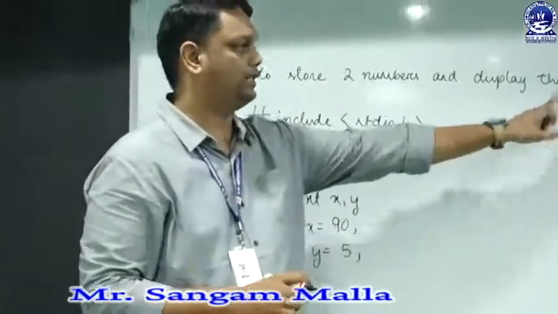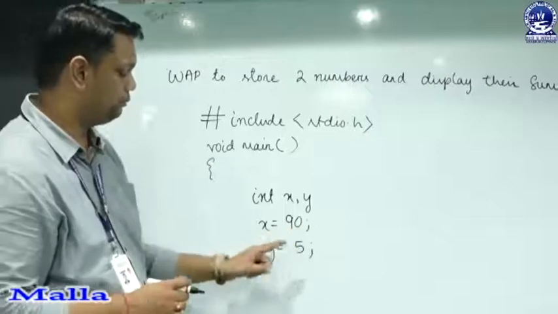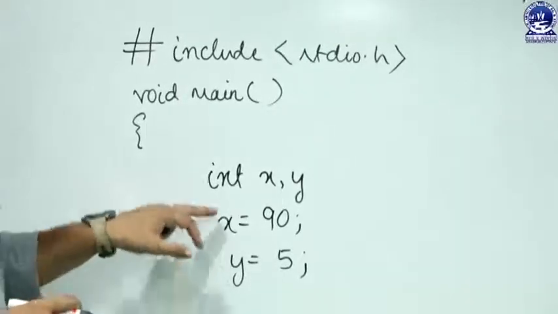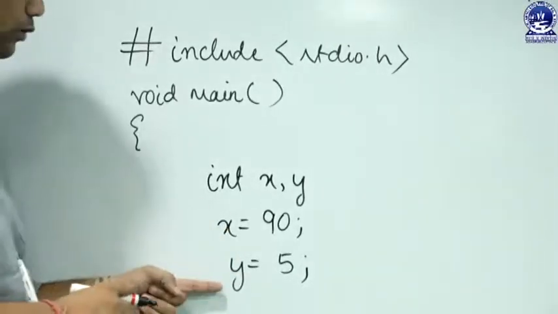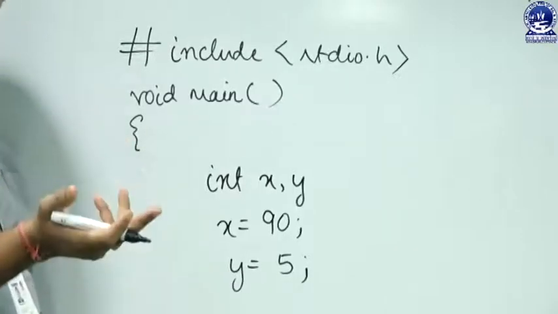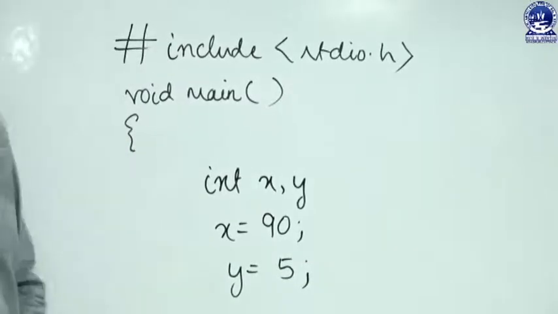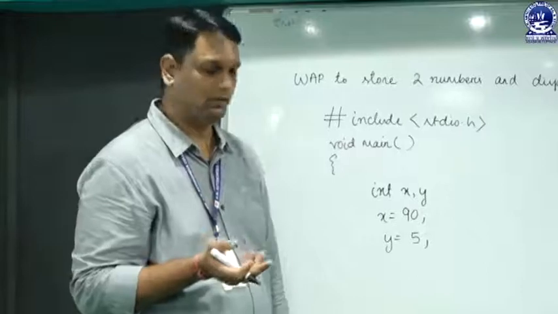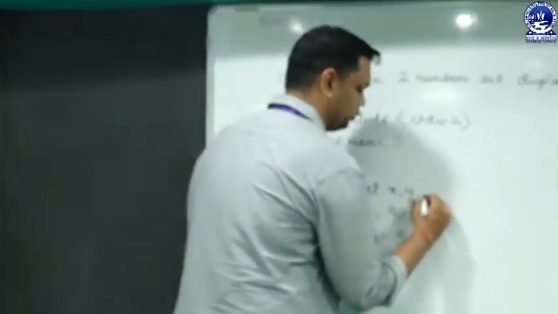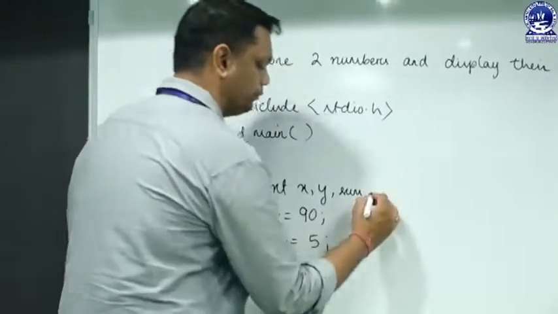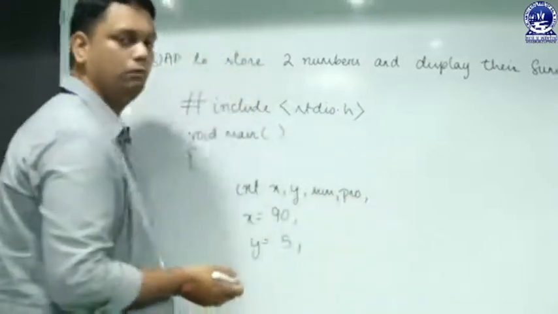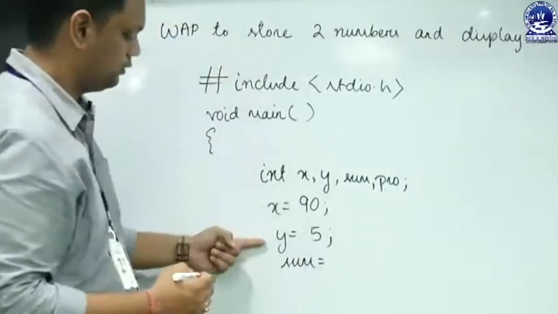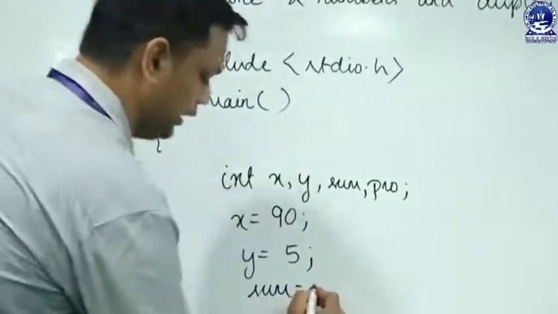Next, I have to display their sum and product. That means I have to print the sum and product of these two numbers. How will I calculate the sum and product and display it? To calculate them, we have to take another two variables, one to store the sum value, and another to store the product value. Let us say for sum calculation I will take sum as a variable, and to store the product I will take pro. Now sum is equal to x plus y.